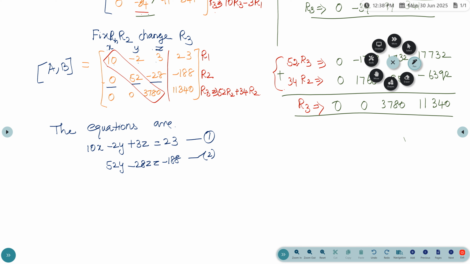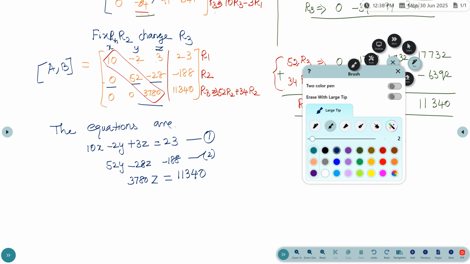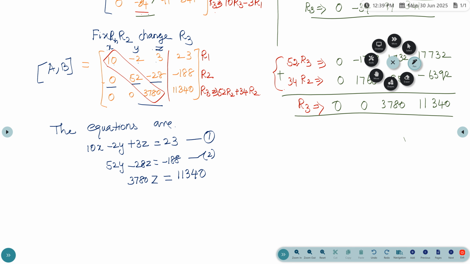And similarly, write the third row as the third equation. There is only one number here, that is the coefficient of z. So 3780 into z is equal to 11340. So this is equation number 3.